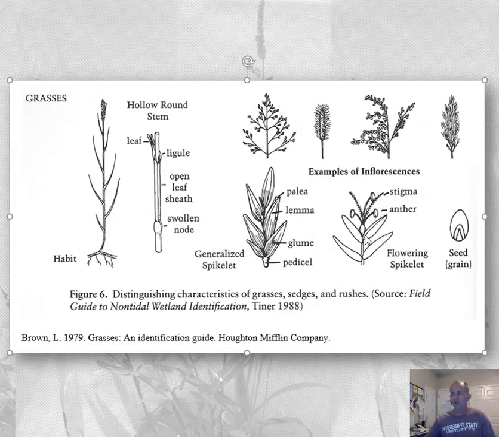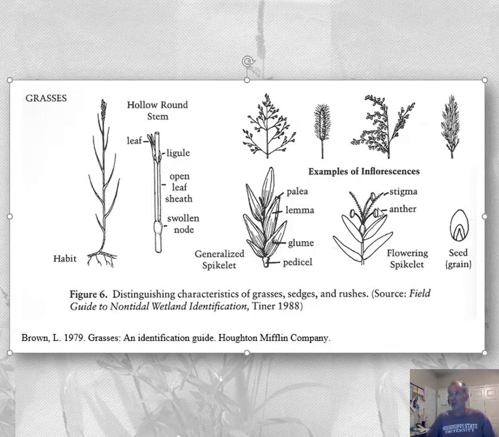These structures, I'm assuming this is meant to represent the lemma and palea, so these would probably be glumes, and then we have a lemma and palea. But you'll see the anthers and or the stigma sticking out of these flowers. So you'll have the structures there, and then maybe the stigma sticking out of the top of it. A lot of times they're going to be black structures.